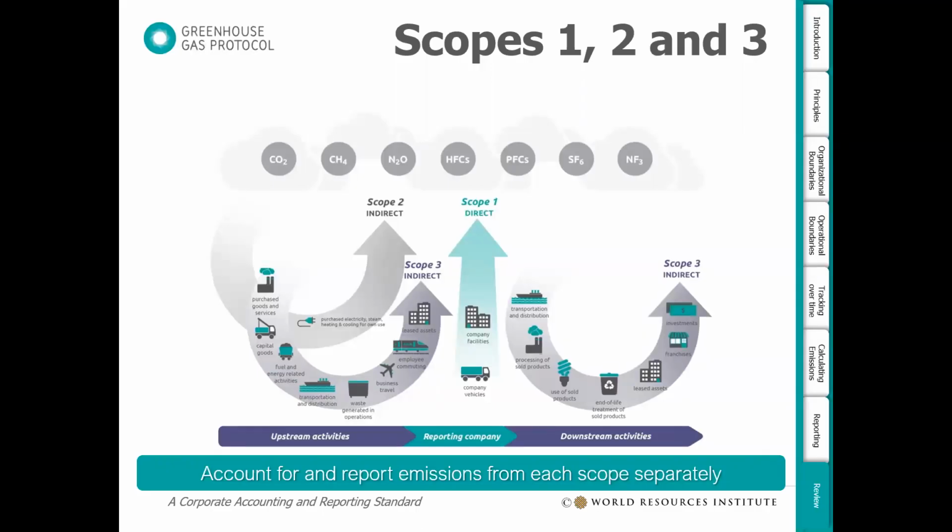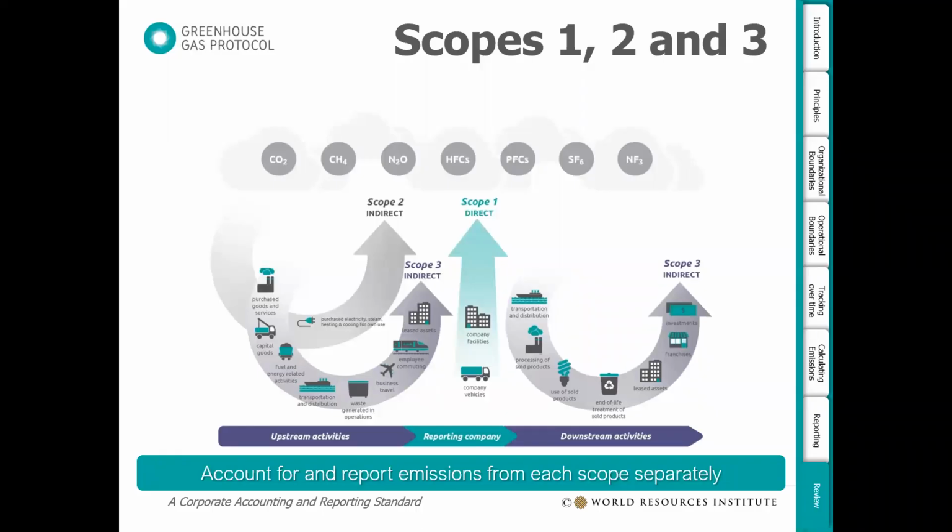I think this graphic is useful because here we see the important role of operational boundaries in preventing double counting. Assuming companies use the same organizational boundary approach, then the same unit of emission should not be counted under the same scope by different companies. But if companies use different approaches, then double counting may occur. The same unit of emissions may be counted under the same scope by more than one company.